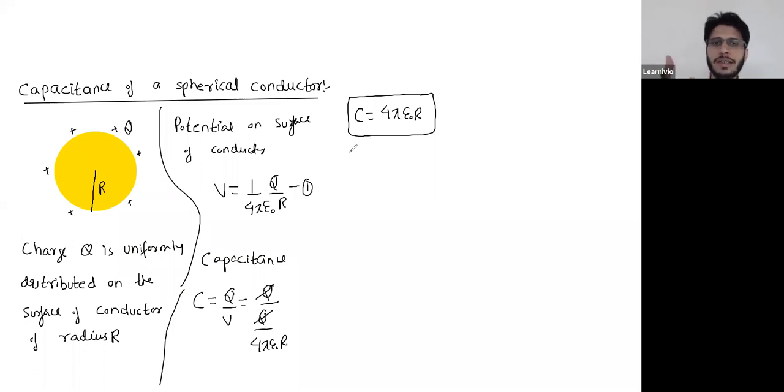See, Earth is conducting, and we can consider Earth as almost a perfect sphere. So if we consider Earth as a sphere.